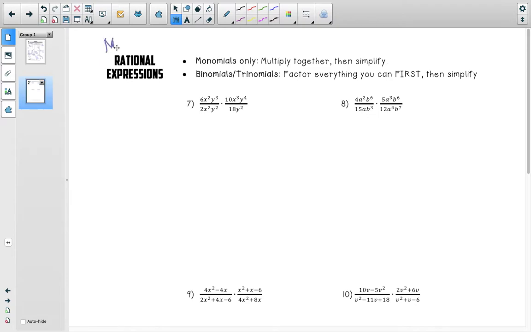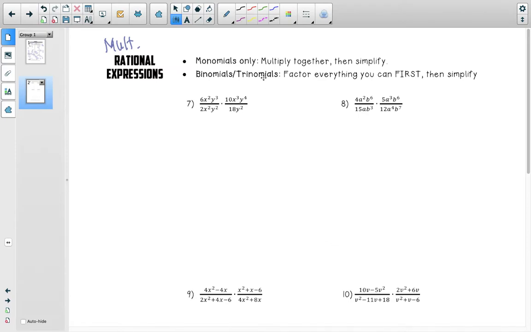Here, it got cut off. So if we're multiplying, it's different. So monomials, you're just going to multiply it together and then simplify it. Or you can simplify it and then multiply it, doesn't matter. Whenever you have more than that, you're going to have to factor, then simplify.